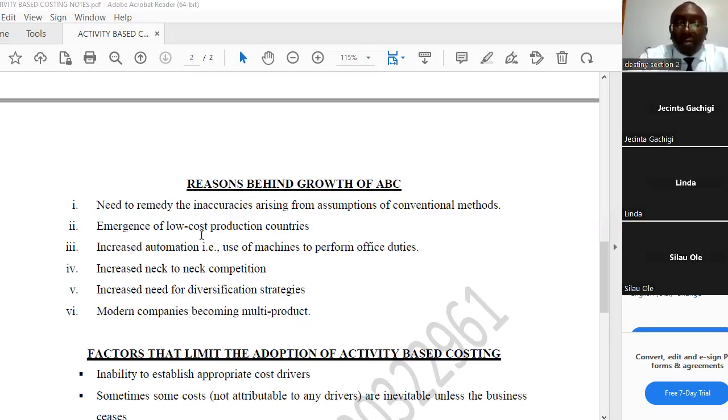Modern companies have become multi-product. If, for example, you go to any supermarket, you will find that they have become multi-product. Today, you walk into a reasonable supermarket, you find they have even hotels, they have pharmacies. These are things that never used to be there in the conventional supermarkets, but nowadays they are there. Now, the other thing is factors that limit the adoption of activity-based costing.